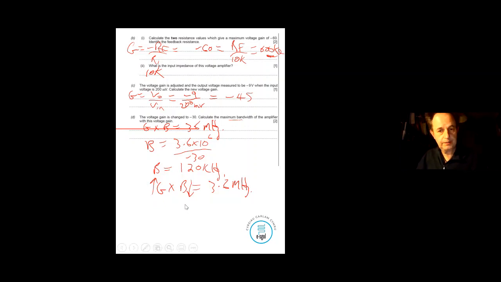So they could ask you that. So what happens if the gain increases? What will happen? Explain. What will happen to your bandwidth? It will decrease. Okay, and the way you back it up is by using your equation. Okay, and finally is this thing called slew rate.